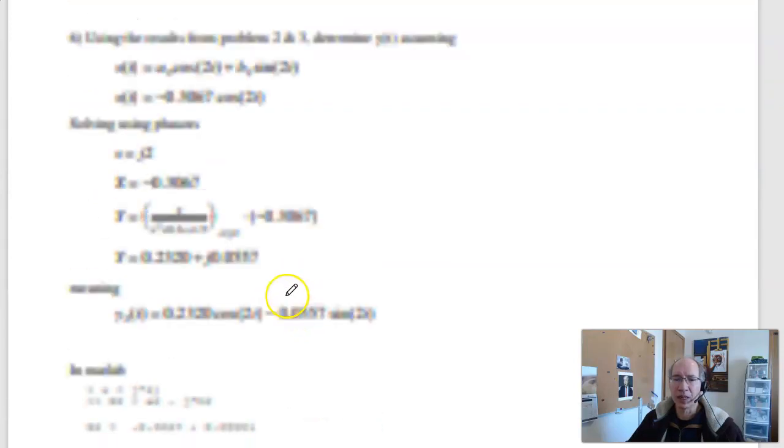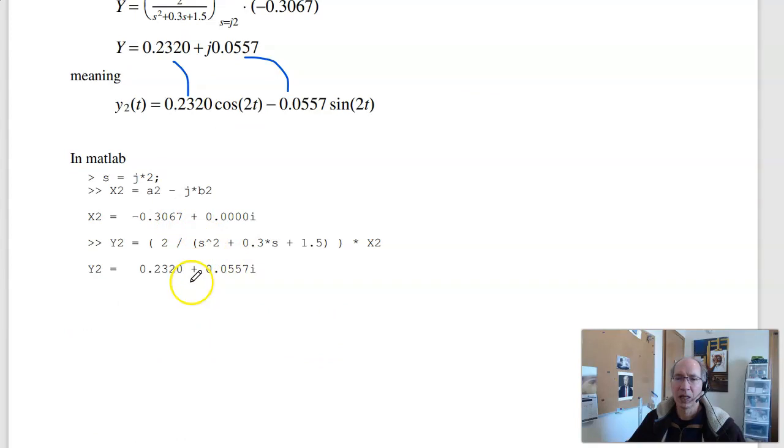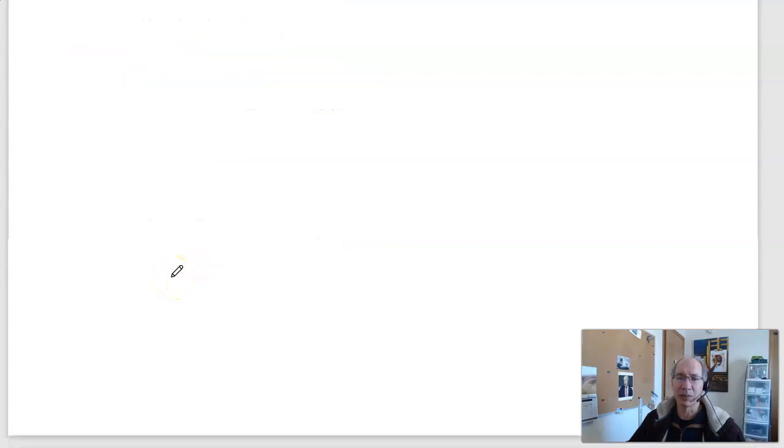Repeat at 2 radians per second. Here's the input at 2 radians per second. In phasor form, it's minus 0.3067. Here's the gain everywhere. Find the gain at j2, multiply, get a complex number. Real part's cosine, minus j is sine. And the corresponding MATLAB code, again exactly the same as before, just change the frequency, change the input. I get the output at 2 radians per second.